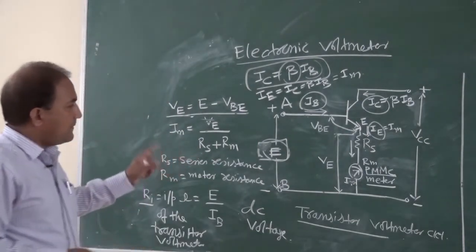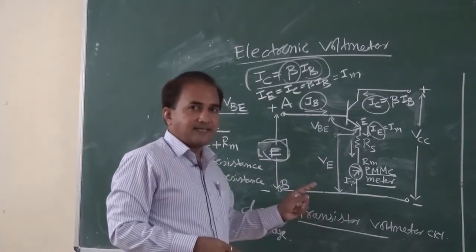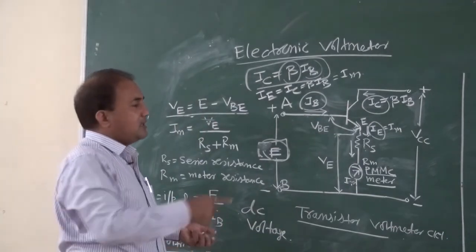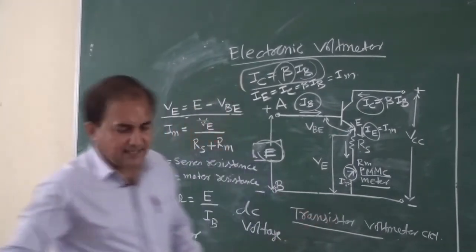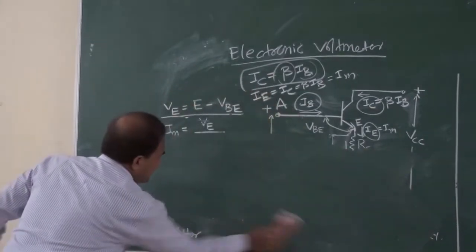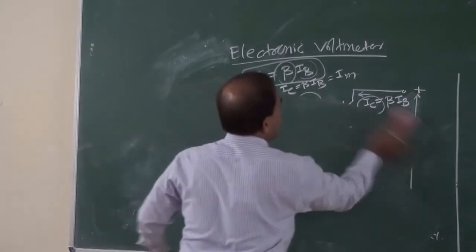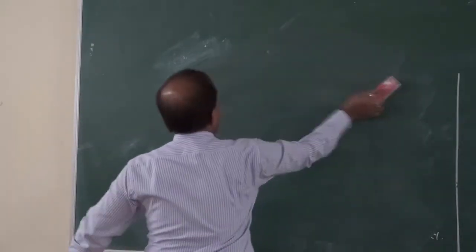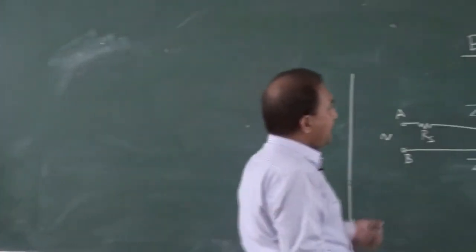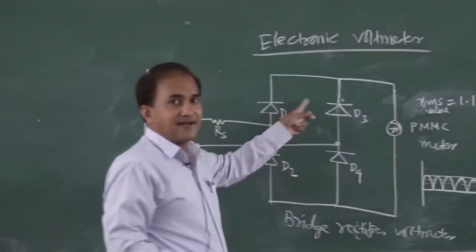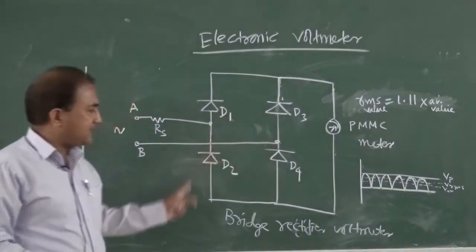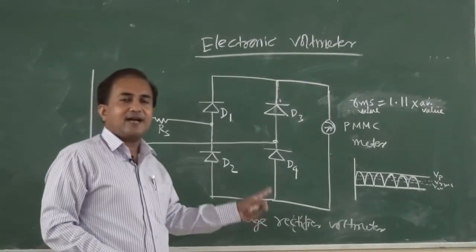So it is clear about the working of the transistor voltmeter circuit, okay. Then we will move on. Since this circuit is used for the measurement of DC voltage only, how can we measure AC voltage? AC voltage can be measured by connecting a bridge rectifier circuit. So this type of circuit is also known as a bridge rectifier voltmeter.